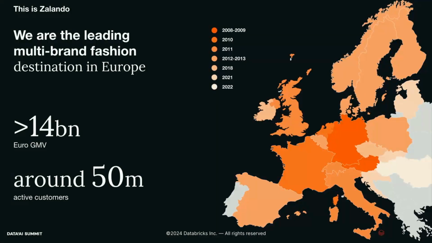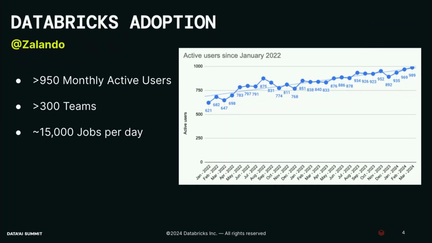So who is Zalando? Zalando is the leading multi-brand fashion destination in Europe. We are the biggest fashion retailer all over Europe. We are not in the US yet, but in Europe we have about 50 million customers. And of course, we are also a big Databricks customer.